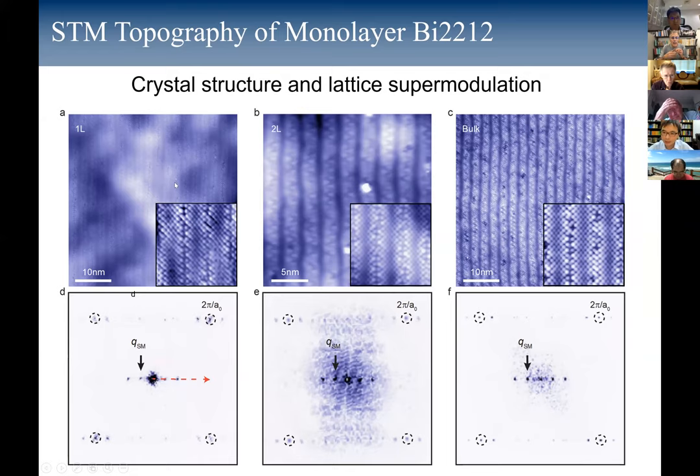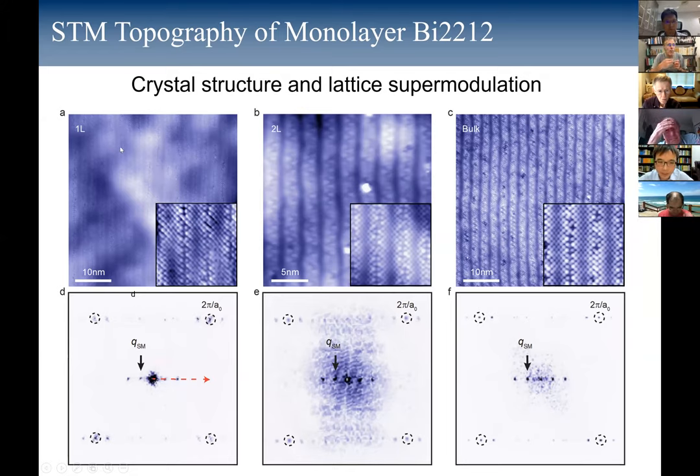The only difference is that it has a very large-scale corrugation. This is understandable because the substrate we use for this experiment is silicon oxide, which is amorphous, so the monolayer bismuth 2212 will follow the curvature of the surface. But if you look at the atomic structure, it's identical to that of the bulk.